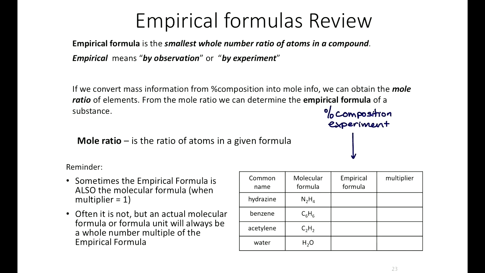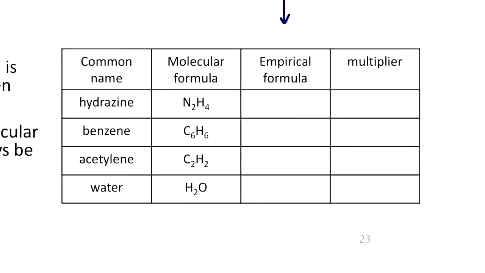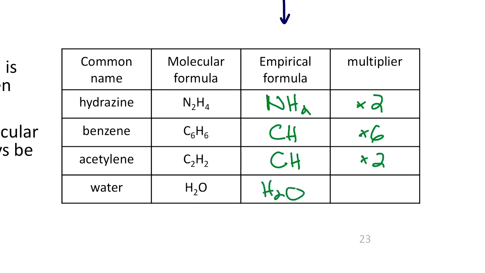If I give you a chemical formula, you can figure out the empirical formula by looking at those subscripts. So let's look at these examples we looked at before. Here are my molecular formulas. What's the empirical formula of hydrazine? NH2. What's that multiplier you used? 2. Okay. Benzene. CH. Oh, wait, sorry, multiplier 6. Acetylene. CH also, interesting, times 2, and the multiplier is 2. And then water is just H2O. The multiplier is 1, and that's okay. In this example, the molecular formula and the empirical formula are the same.